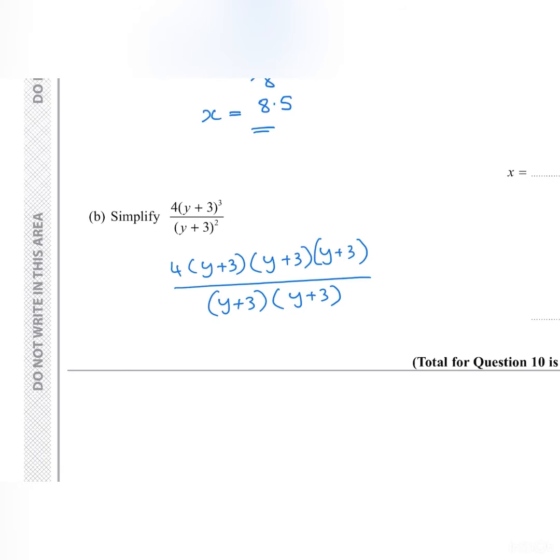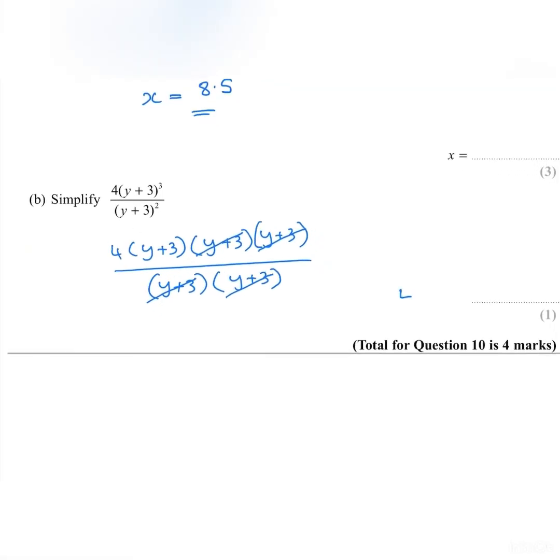Now, if you expand that, it becomes really easy, because one of these can be cancelled with that, and the other one can be cancelled with the one at the top. And then we are left with 4y plus 3. Or you can just multiply this out. We don't need to really, but you can have the answer in this form as well.